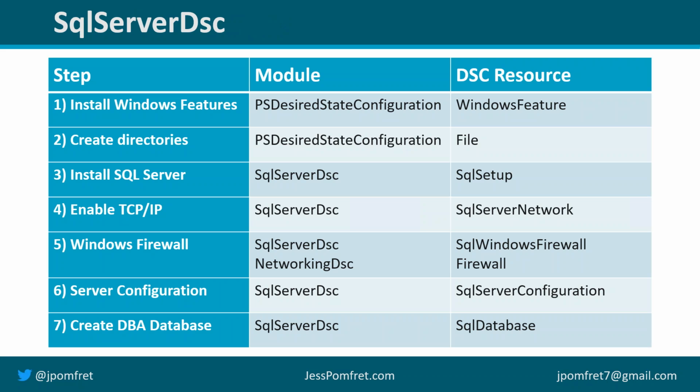So I'm going to take this checklist and translate it into DSC modules and resources that I want to use. As you can see, I've got my Windows feature and my file resource from my built-in module. I'm also going to use the SQL Server DSC module for my install and my TCP/IP and my firewall. One thing to note on the firewall, there are actually two options here. I can either use the SQL Server DSC module, or there is a networking DSC module and a firewall resource. So the firewall resource gives you a lot more flexibility for naming the kind of rule you want to set up. It can be used for things other than SQL Server.